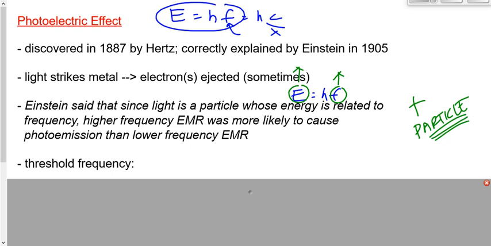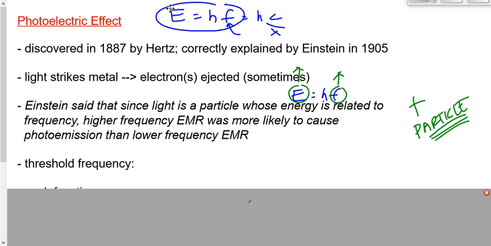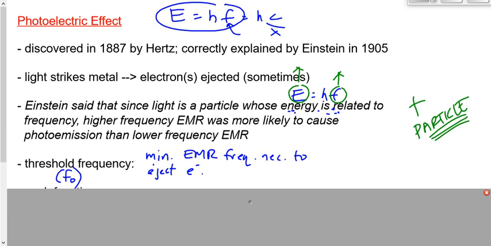Threshold frequency. The threshold frequency, given by the symbol f0, will be the minimum EMR frequency necessary to eject an electron. In other words, if your frequency of EMR, your frequency of light, is below a certain value called the threshold frequency, electrons will not be ejected because the energy, right, frequency related to energy, if the frequency is below a certain value called the threshold frequency, the energy will not be high enough to cause an electron to be ejected.